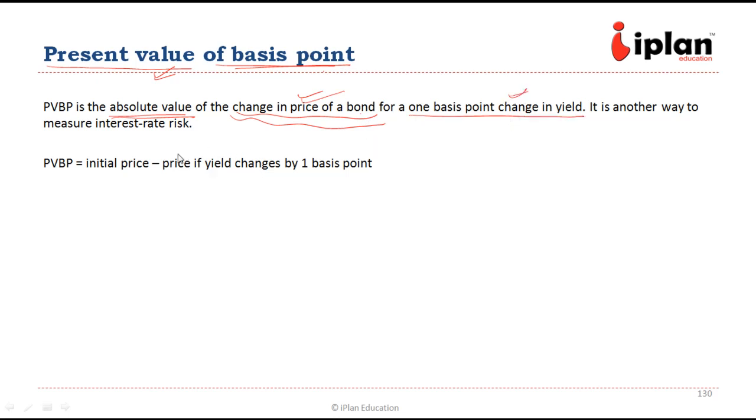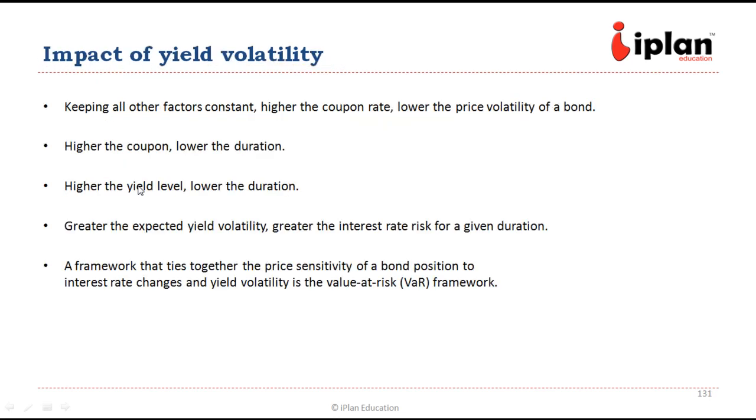Again, it is a parameter which is measuring the same impact. So the present value of a basis point is the initial price minus the new price when the yield is changing by one basis point. So here we are measuring the impact in absolute dollar terms, unlike earlier where we were looking at percentage changes. Now let us move to the last concept, which is the impact of yield volatility.